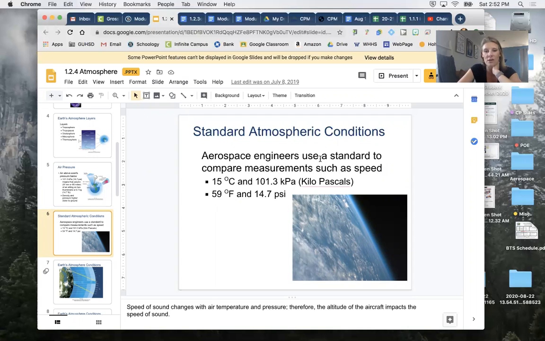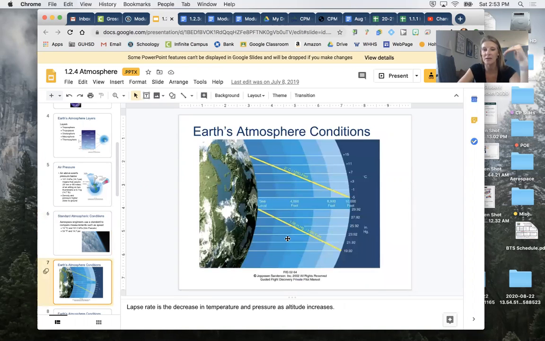Aerospace engineers use a standard comparison measurement in order to go through the next calculations that we're going to use. So 15 degrees Celsius and 101.3 kilopascals, 59 degrees Fahrenheit and 14.7 PSI. These are standard comparisons that we're going to use, okay? So I'm going to move on to what that means.